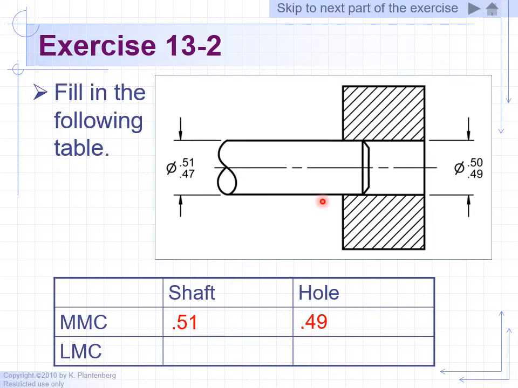Okay, let's look at the LMC, the least material condition, for the shaft. Obviously, it's when it's at its smallest diameter. So at 0.47, we'll have a smaller, narrower shaft.